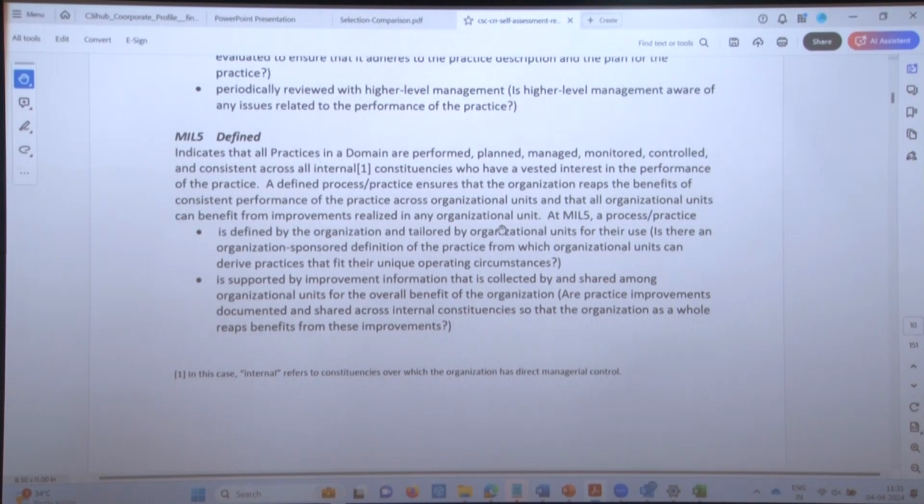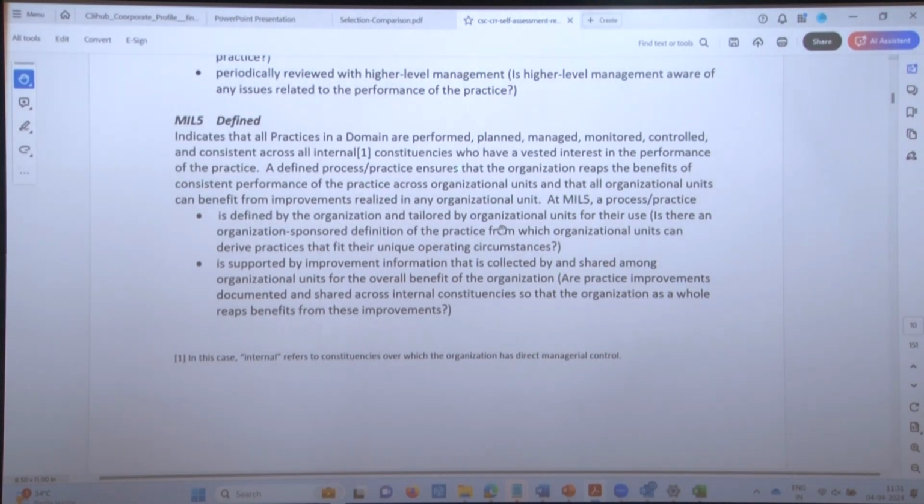So the last, the topmost maturity level. They are performed, planned, managed, monitored, controlled, and now we are saying it is consistent across all internal constituencies who have a vested interest in the performance of the practice. So this basically says that the same is replicated across the various units of the organization. An organization may have multiple units. So it says defined by the organization and tailored by organizational units for their use and supported by improvement information collected by and shared among organizational units for overall benefit of the organization.